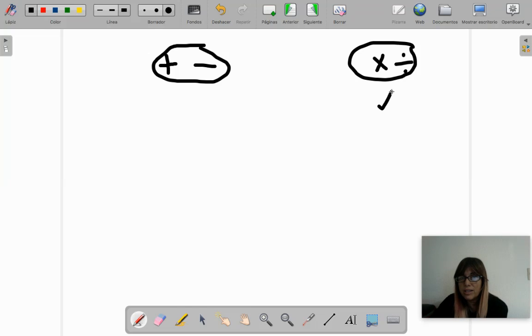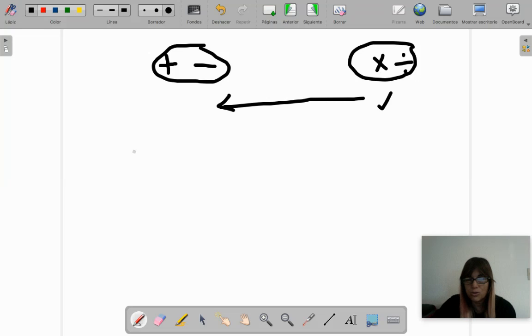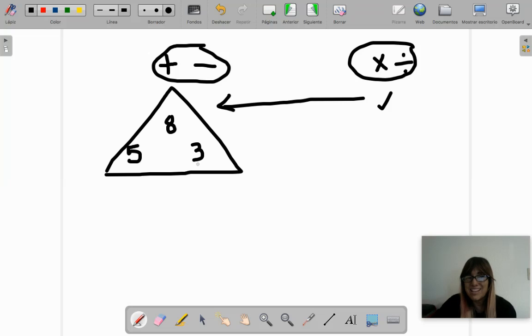So today we're going to do multiplication and division, but first let's review how we did it with additions and subtractions. So imagine I'm going to do a super little family with 3, 8, and 5. Okay, this is going to be my family. That means that only with these 3 numbers we can make 2 additions and 2 subtractions.